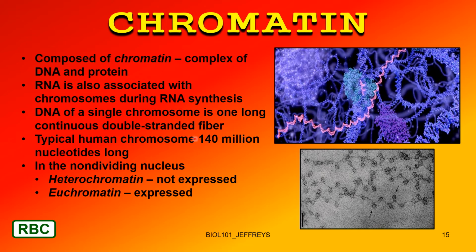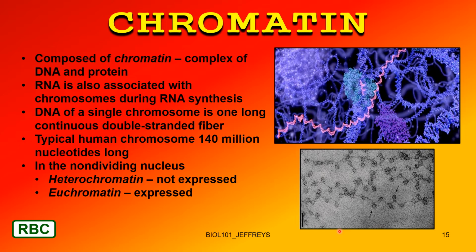So a single chromosome is one long continuous double-stranded fiber, as I mentioned before. Now, a typical human chromosome has 140 million nucleotides. Remember, DNA is just a long strand of nucleotides. That's the monomer for DNA, a nucleotide. And human chromosomes typically have up to 140 million nucleotides. I told you these things were astronomically long.